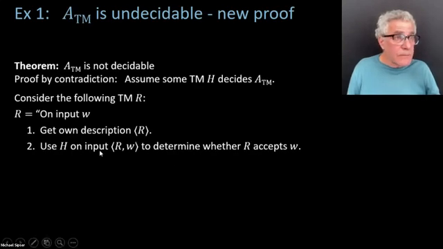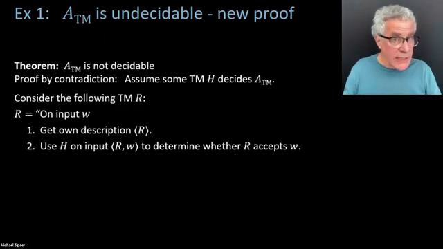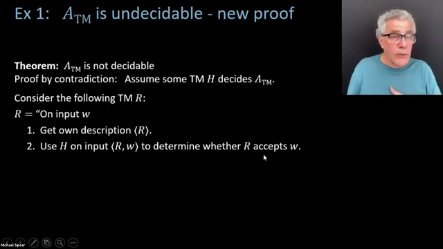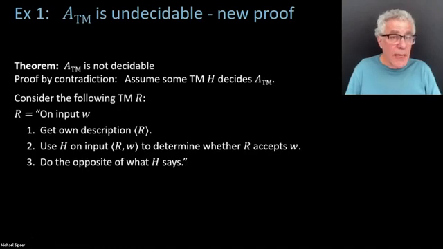So R now uses H, and it knows what it's supposed to do. H is going to say, well, you're going to accept W, or you're not going to accept W. That's what H is assumed to be able to do. But then what is R going to do after that? R is going to do the opposite of what H says it's going to do. So if H says R accepts W, then R is going to reject W.